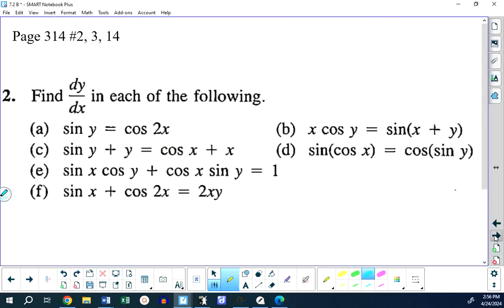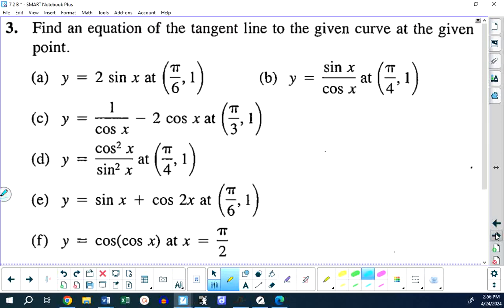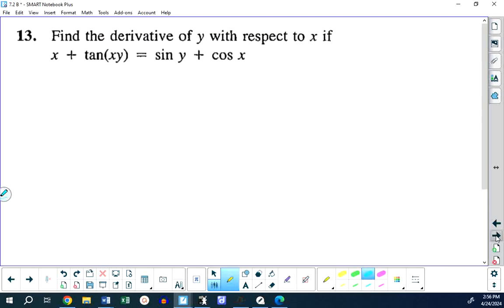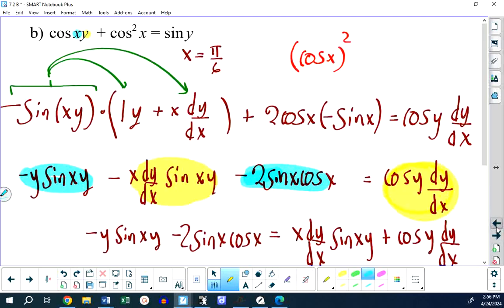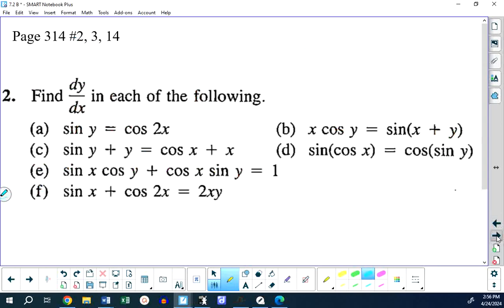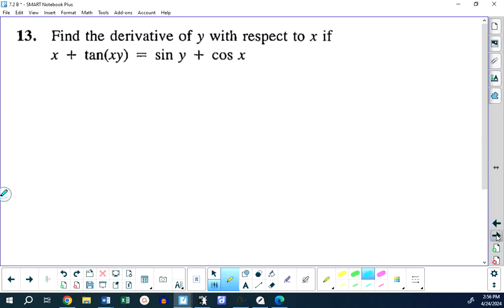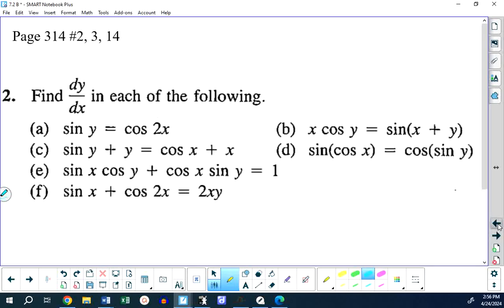So on page 314, numbers 2, 3, and 14. 2 is some implicit differentiation, so you can practice that. 3 is finding equations of tangents, so you can practice that. 14, sorry, did I say 14? I meant to say 13. Does yours say 14 or 13? 13. So 13 is just an extra practice one. I'll change that right now so I don't forget to change it later.